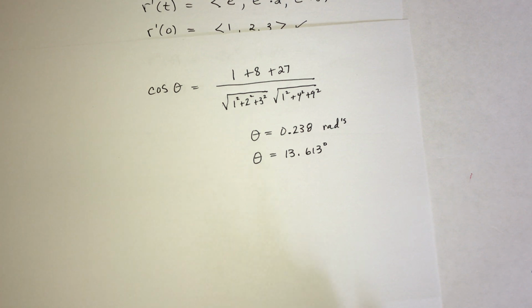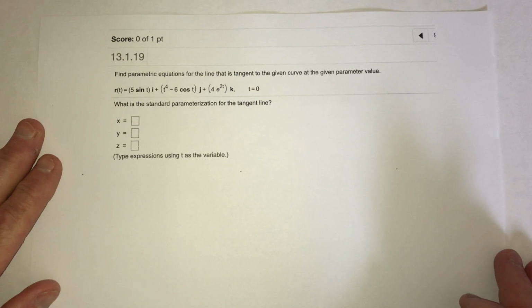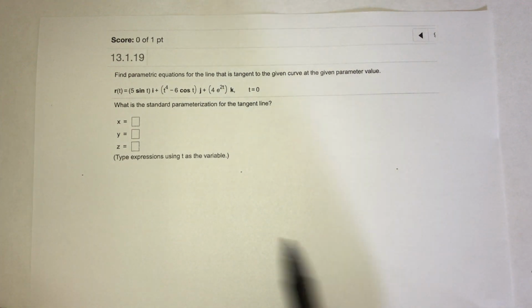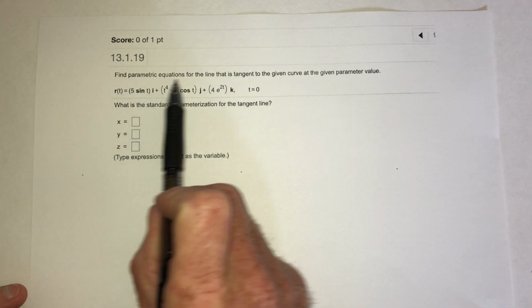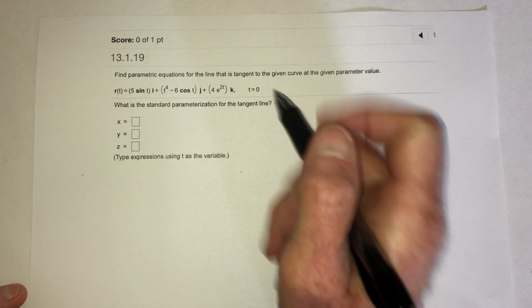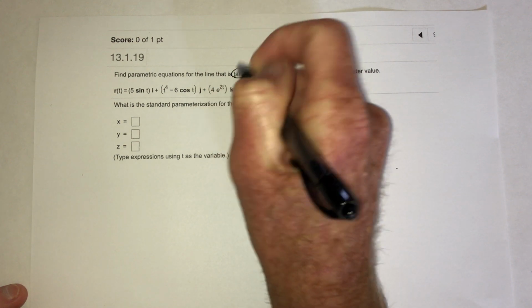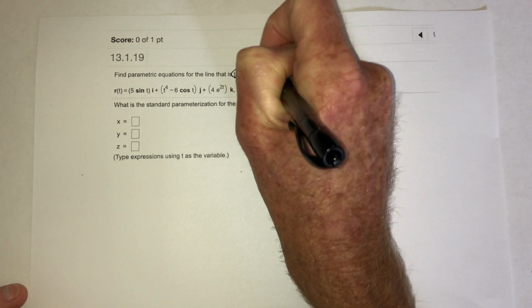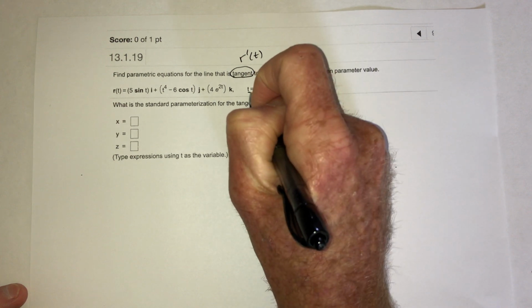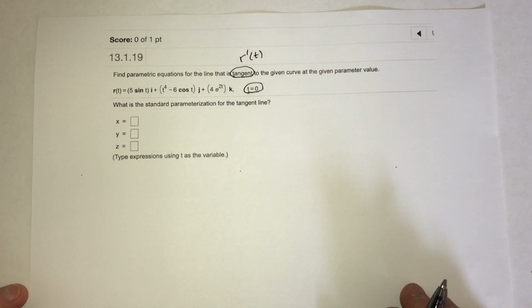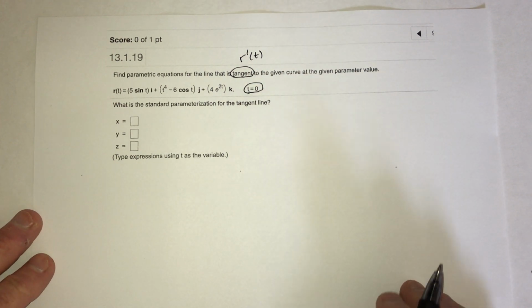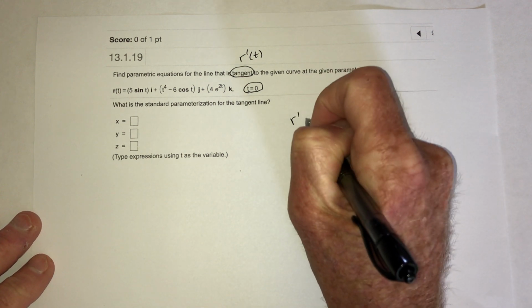All right. Those are the examples that I created after looking at the homework. And then I want to just take a look at one. Find the parametric equation for the line that's tangent. So as soon as it says tangent, that means we need to find the derivative. And they were kind enough to just tell you t equals 0. So we need the derivative.